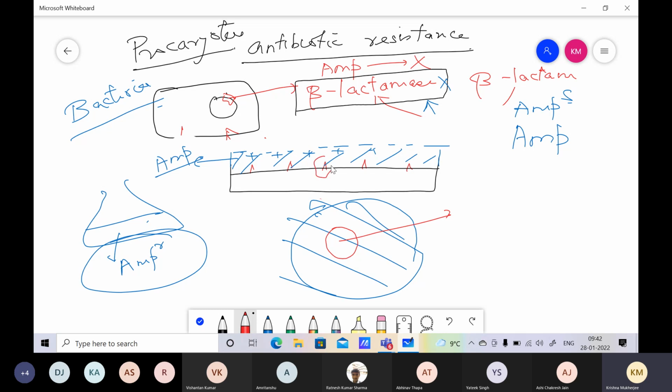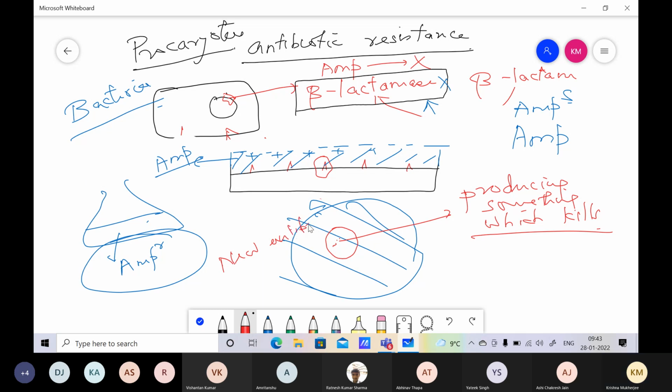This cell here is producing something which kills these cells. And the answer is obvious, producing something which kills the cells. So either it is producing something which is toxic, which means some new antibiotic. Either it is producing a new antibiotic which is killing it, I'm happy, or it is somehow preventing this resistance from acting, so it is converting the ampicillin resistant to ampicillin sensitive.